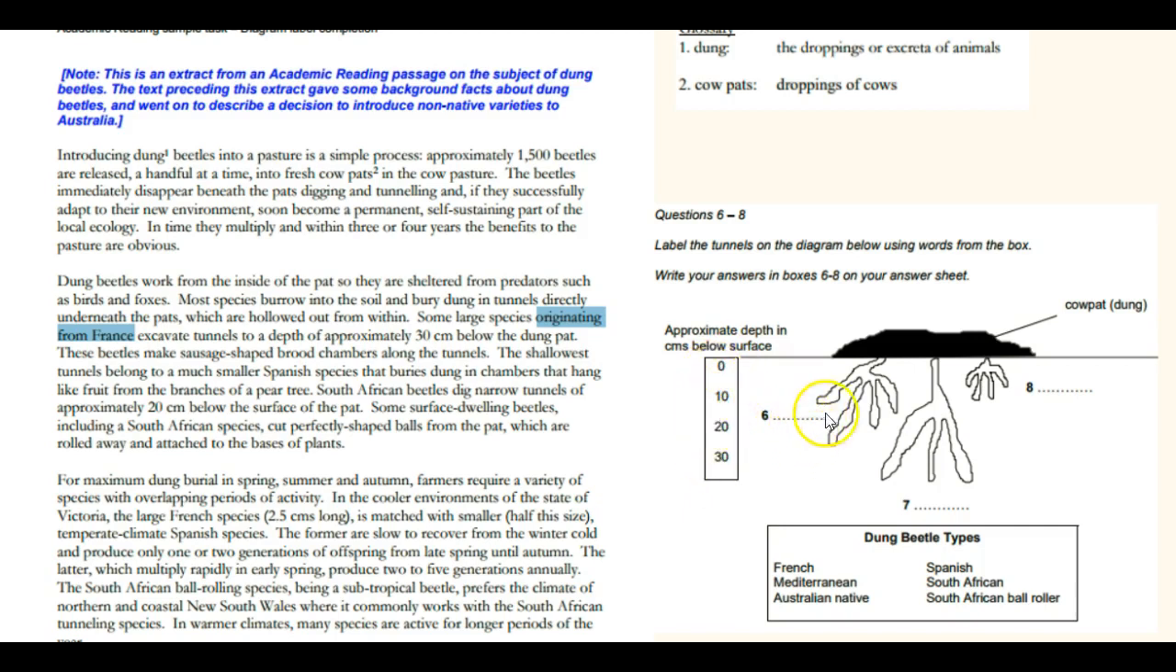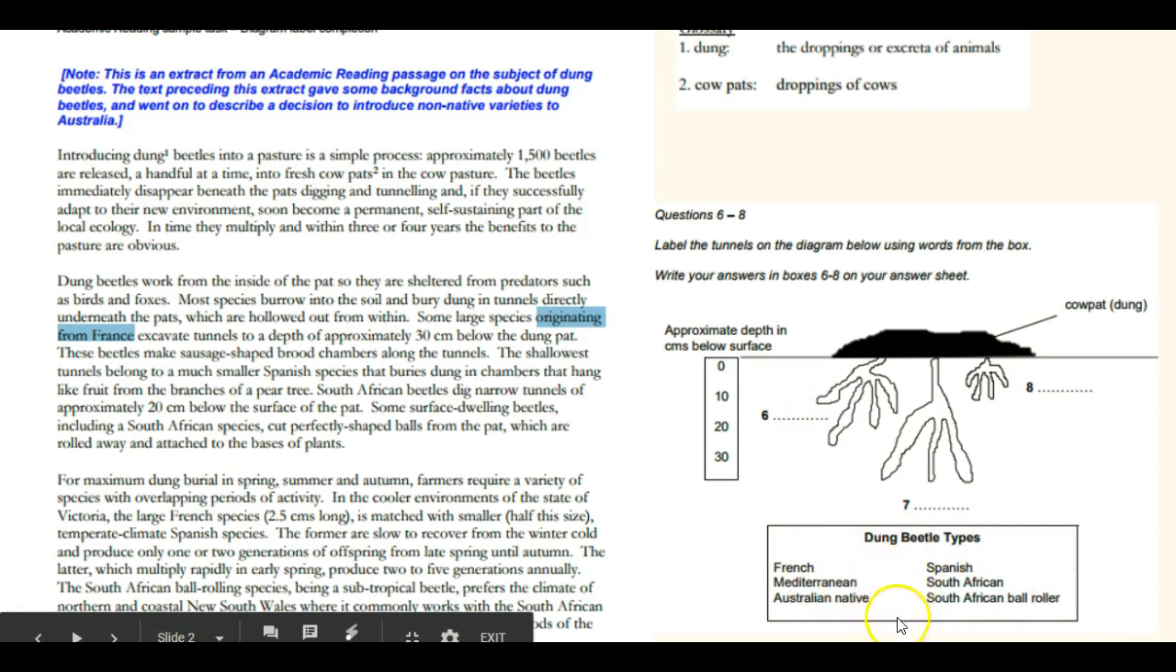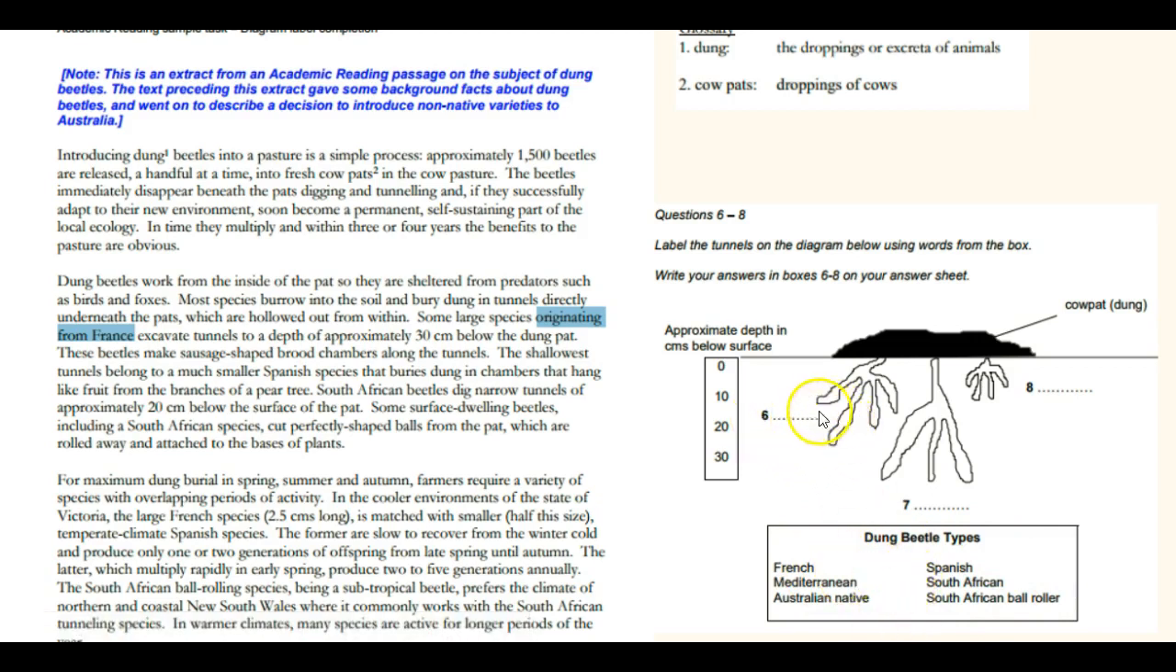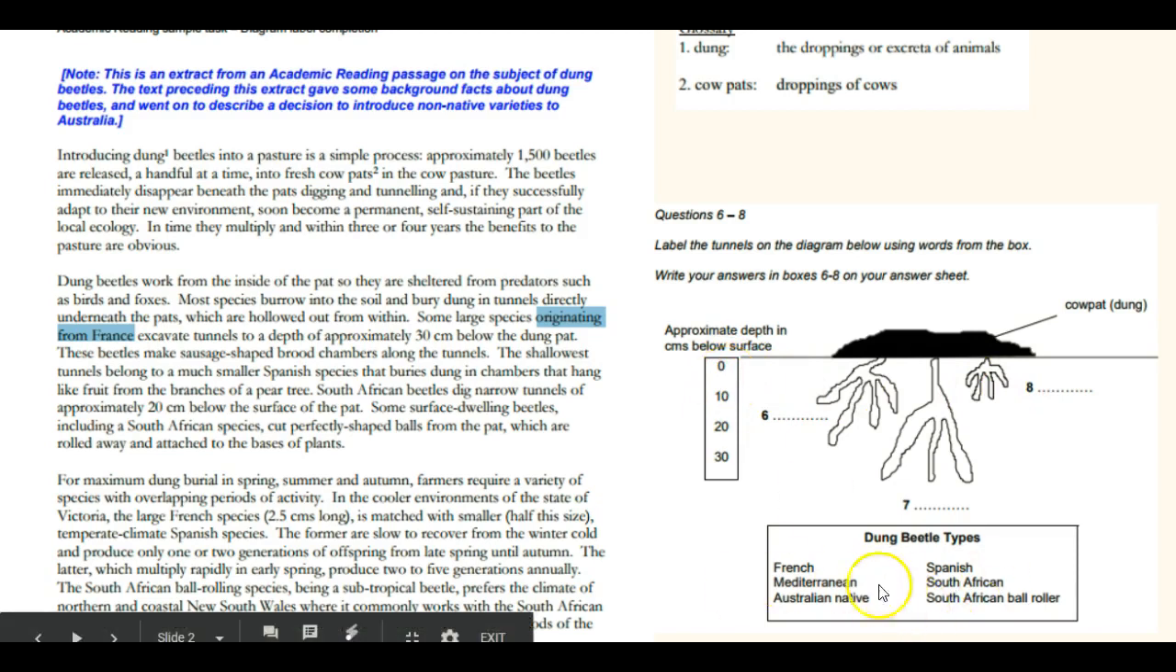In number 6, you have to choose one of the words you have in the box and put it right there. What does number 6 mean? It is equal to almost 20 centimeters, while 7 is about or over 30 centimeters. And here you have number 8, and it's going to be the least depth. Alright, so now you're ready to look for these words in the passage and see the number that's next to them.